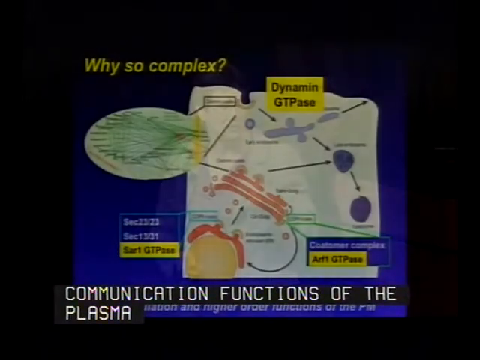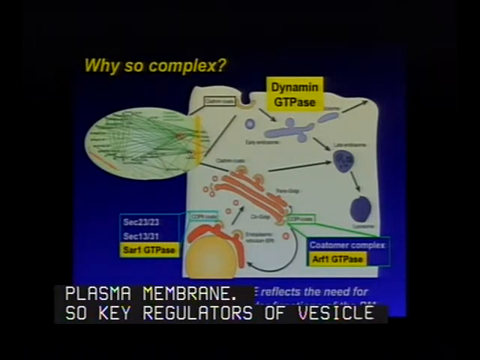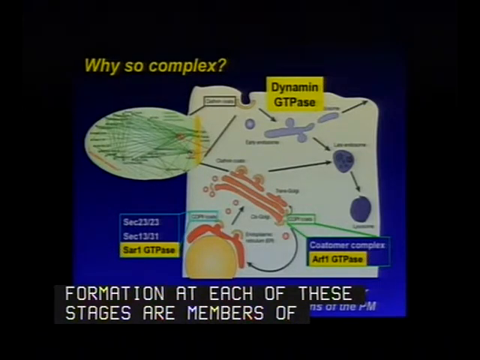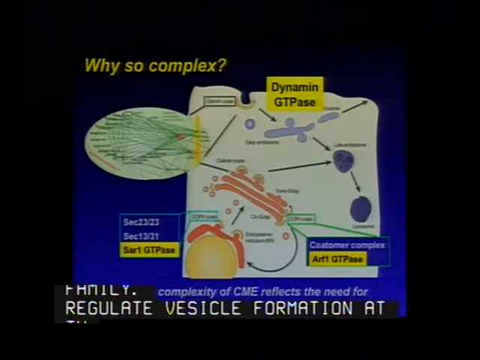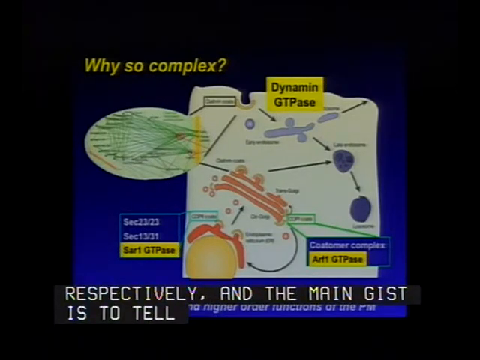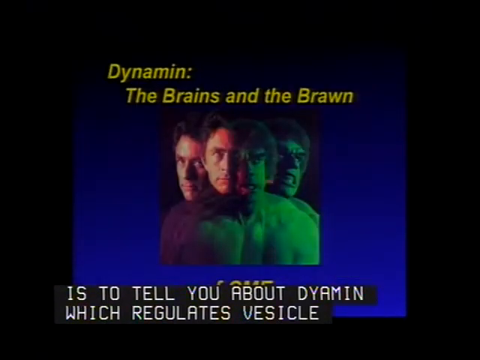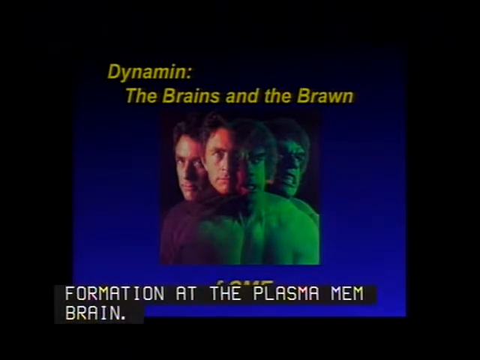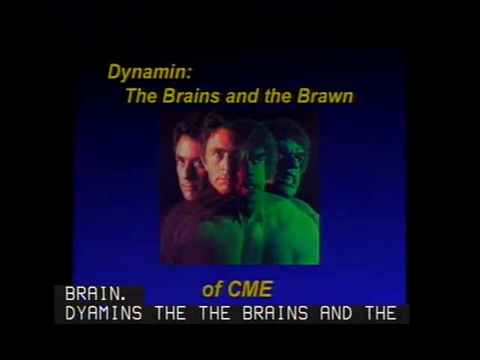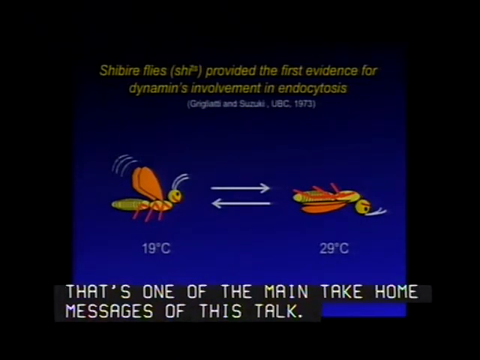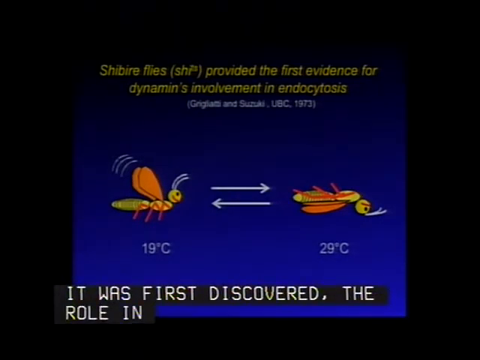So key regulators of vesicle formation at each of these stages are members of the GTPase superfamily. The RAS-related GTPases, SAR and ARF, regulate vesicle formation at the ER and the Golgi, respectively. And the main gist of this talk is to tell you about dynamin, which regulates vesicle formation at the plasma membrane. So dynamin is both the brains and the brawn of clathrin-mediated endocytosis, and that's one of the main take-home messages of this talk.